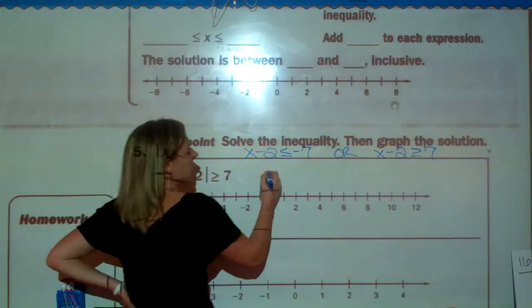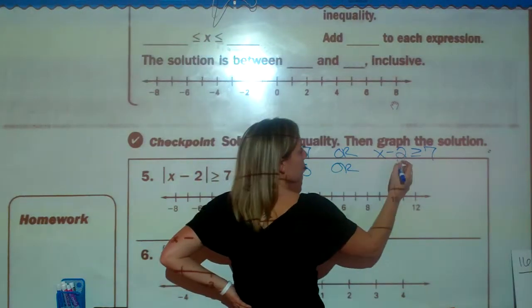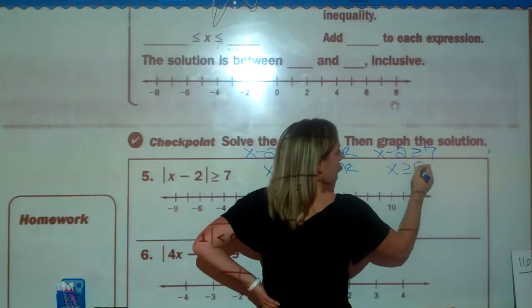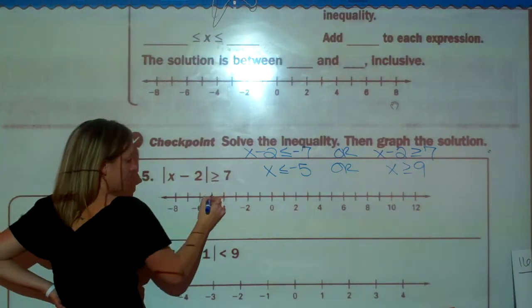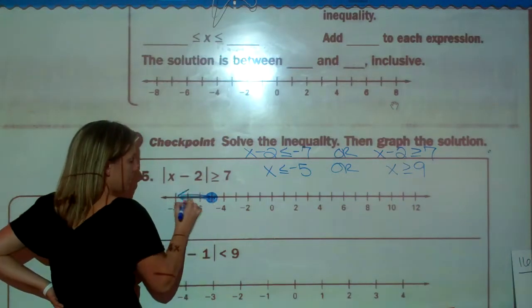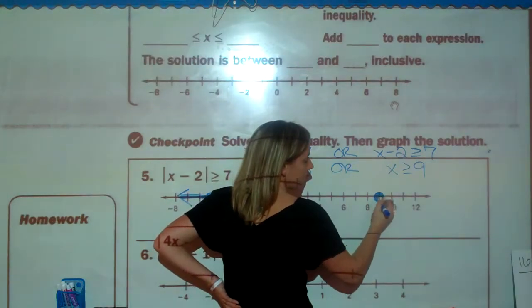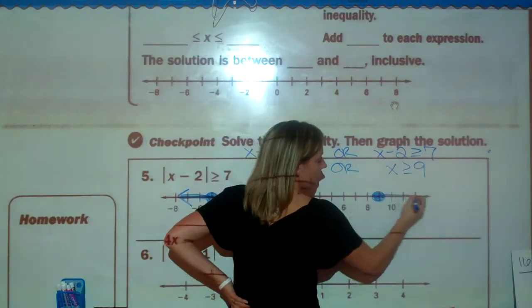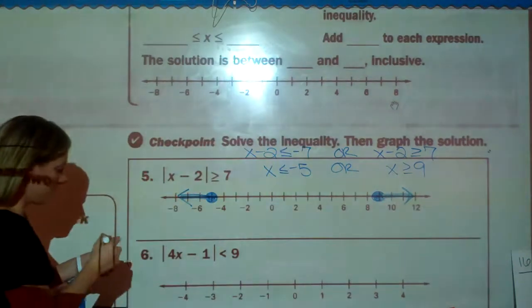Add 2 to both sides. You get -5 or +9. So they're both equal to, so we fill them in at -5. Less than goes out to the left. +9 filled in. Greater than goes out to the right. Okay, so not too bad right there.